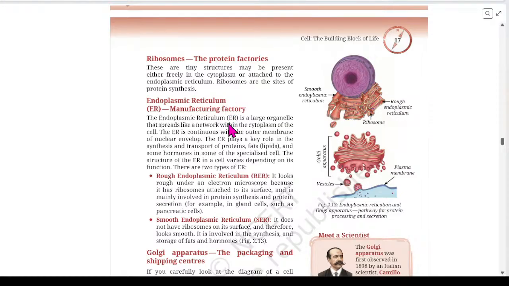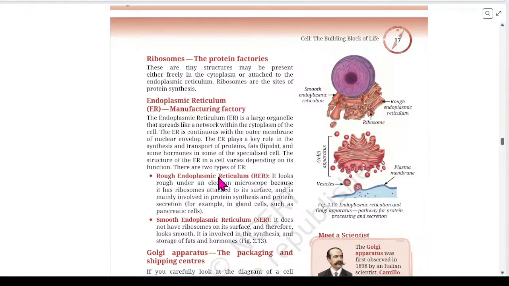The ER is a large organelle that spreads like a network within the cytoplasm of the cell. The ER is continuous with the outer membrane of the nuclear envelope. The ER plays a key role in the synthesis and transport of proteins, fats, and some hormones in some of the specialized cells. The structure of the ER in a cell varies depending on its function. There are two types of ER.